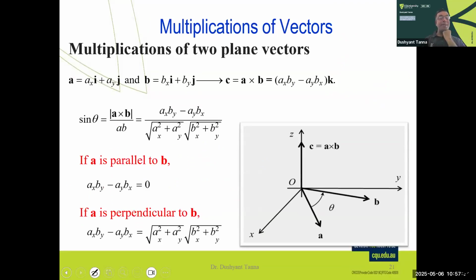Now, the same parallel and perpendicular in terms of x and y. So A is AX i, AY j, B is BX i, BY j, of course with i and j. Then C is this. Sine theta is the magnitude of A cross B divided by mod A mod B. So AX BY, magnitude of that, times k magnitude. i, j, k are unit vectors. By definition, unit vectors are the ones whose magnitude is 1. So mod of k is 1 because that's its definition. Mod of i is 1, mod of j is 1. Okay?